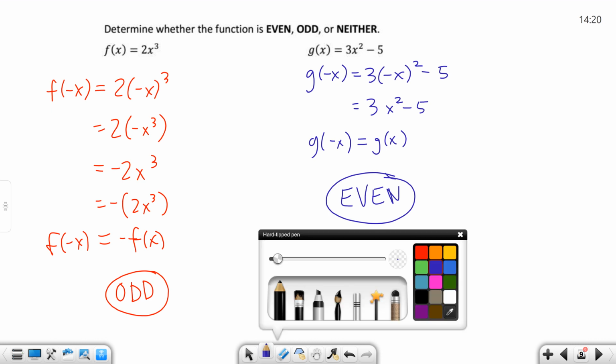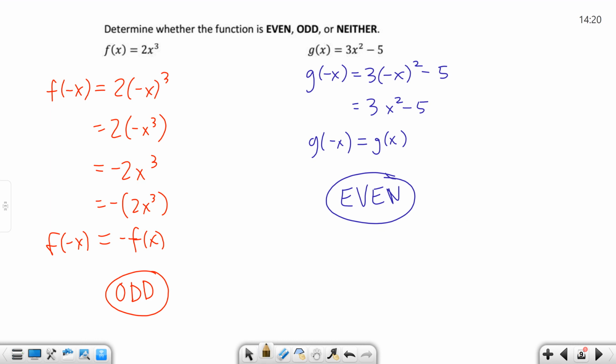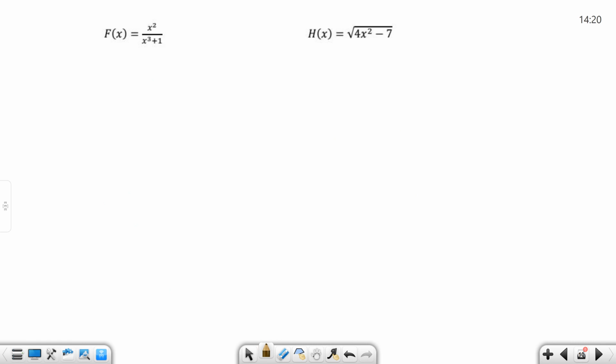So we have an odd one and an even one on this page. An odd one and an even one. Because again, we did g of negative x, and we ended up with our function right here. This was our original function we started with. All right, so let's look at some more.